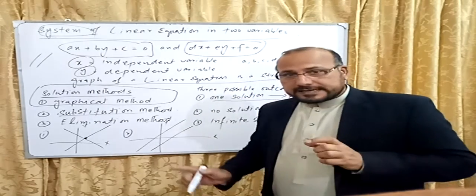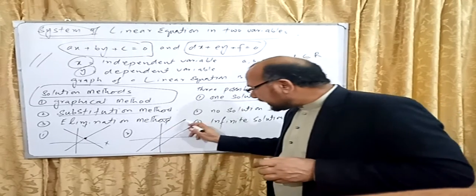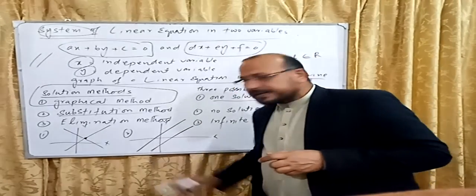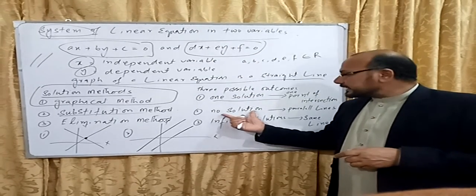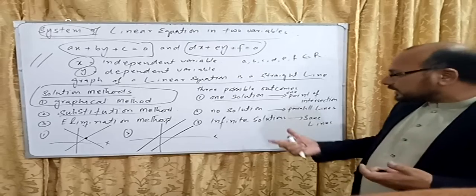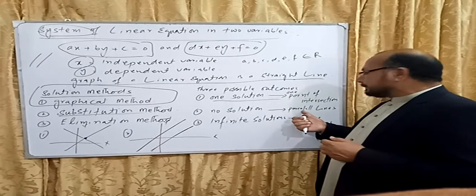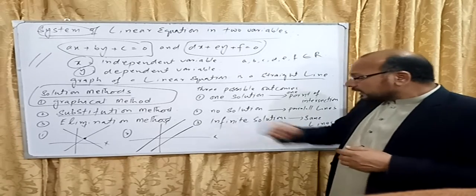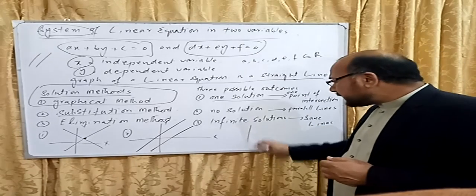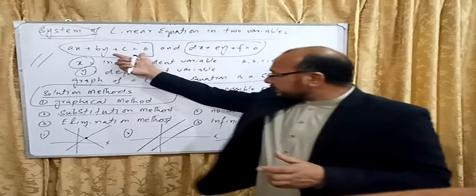In that particular case, we will have no solution, because the lines will not intersect each other at any point. So in the second condition that we face, the possible outcome is no solution, which means the lines are parallel. The third case is if we have the same lines, if the two equations are the same.